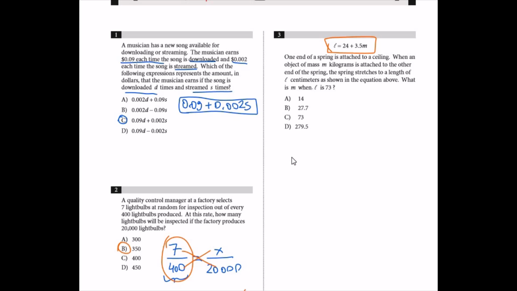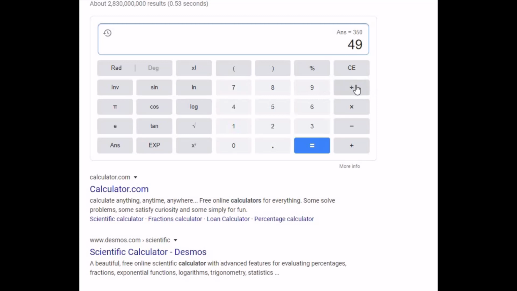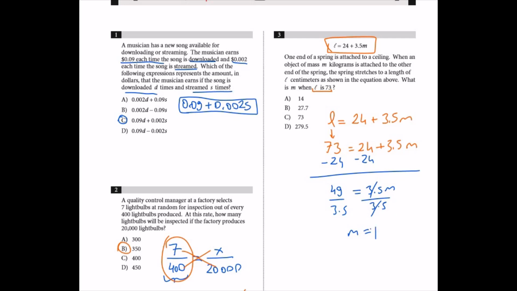So we need to substitute whatever is given. Our original equation is L equals 24 plus 3.5m. When L is 73, we need to substitute this, and then solve for m. The first step is to subtract 24 from both sides, and we obtain 49. If we divide both sides by 3.5, m will be 49 divided by 3.5, and we obtain 14. So the answer is 14.